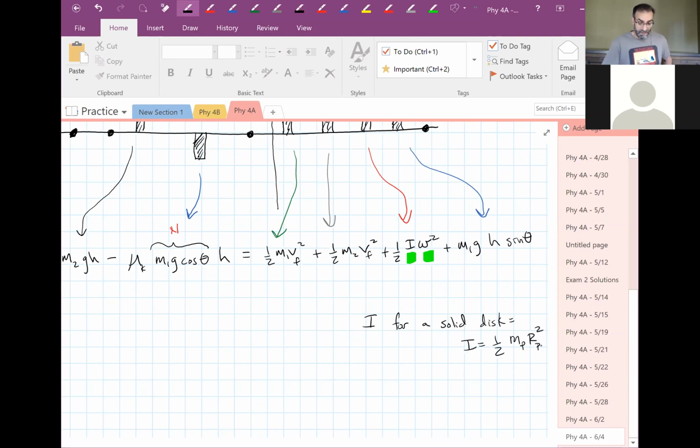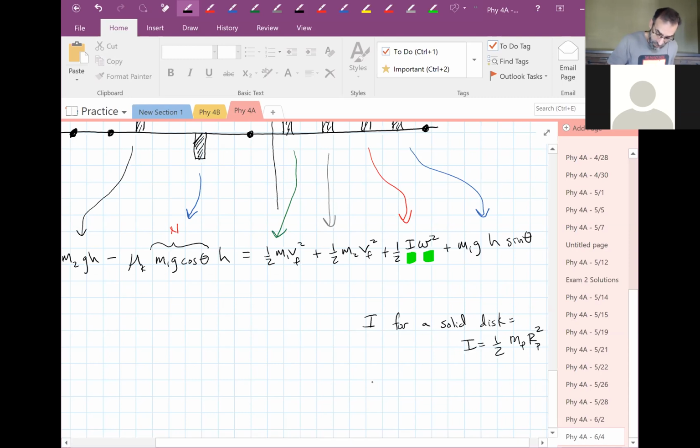What about omega? Omega and V are connected together because the string over the pulley causes the pulley to turn. If the block moves a certain distance, that's how much string moves across the rim of the pulley. They are related. The string is actually moving at a speed that's equivalent to the tangential speed at the rim of the pulley, right? How fast is the rim of the pulley moving? That's how fast the string is moving. That's how fast M1 and M2 are moving.